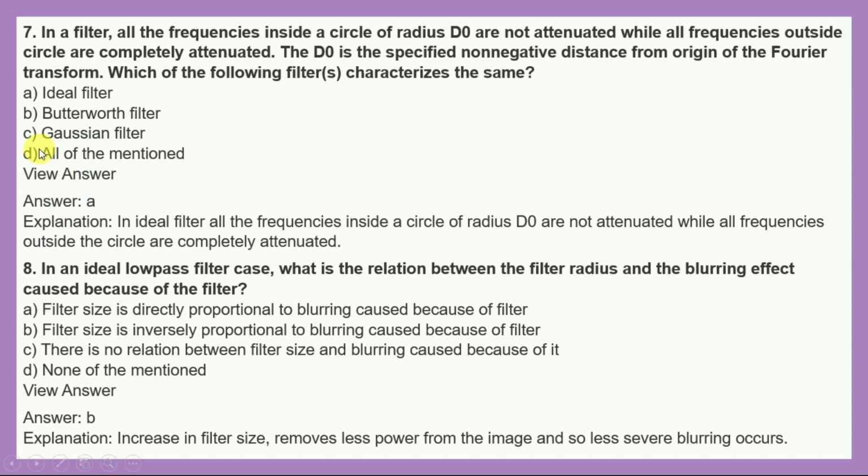Now next question, in an ideal low pass filter case, what is the relation between the filter radius and the blurring effect caused by the filter? Options are here, and the right answer is option B, that is filter size is inversely proportional to the blurring caused by the filter.